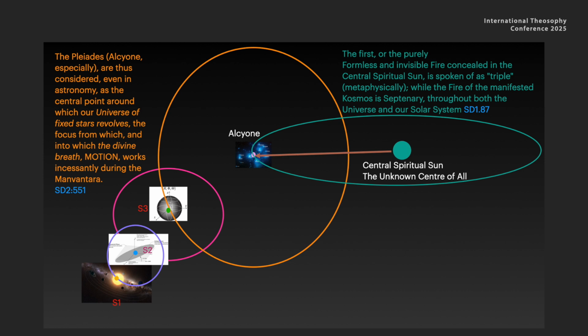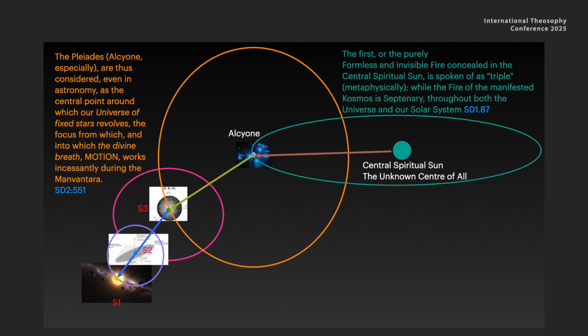So the influence or the impulse is being pumped by the central spiritual sun, and it reaches Alcyone. From there, it reaches S3 and then S2 and then comes to S1. However, this influence or impulse is being tweaked, altered, or filtered at each level, because at each station the frequency of that impulse seems to be changing.